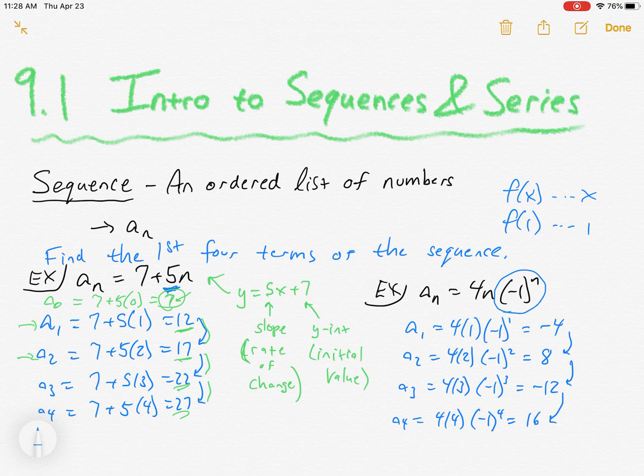And it's going to be 16 times 1, so 16. So you can see they are changing signs. This little thing right here, sometimes I call it a sign changer. It's like a little mechanism that changes the signs from one term to the next. What would happen if that instead was n plus 1?